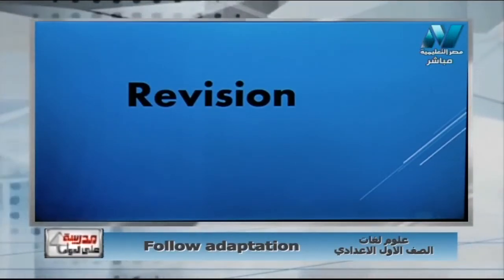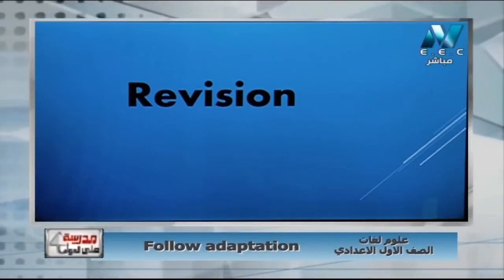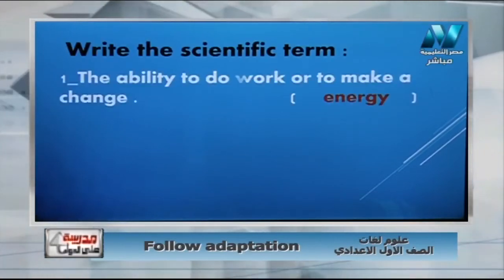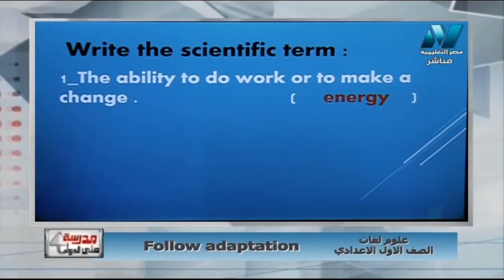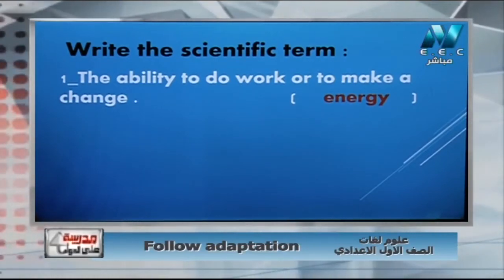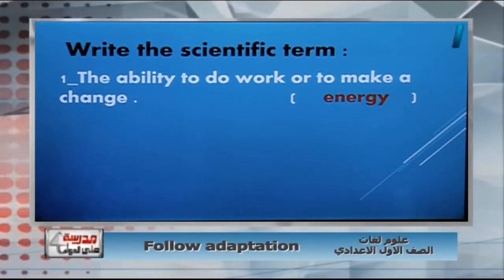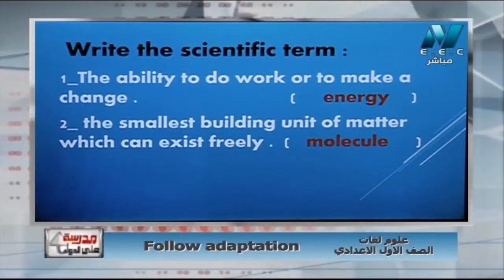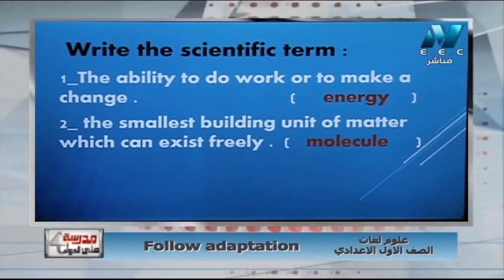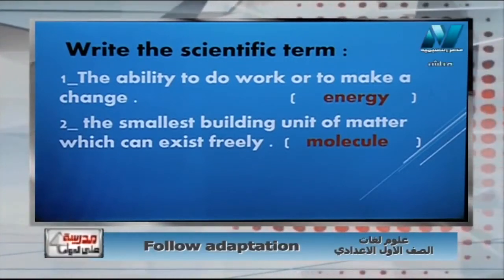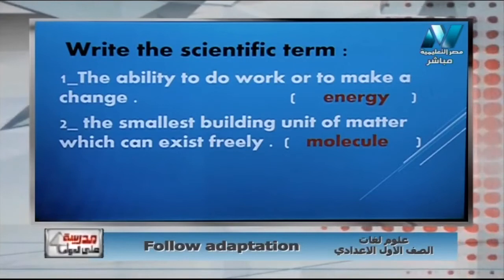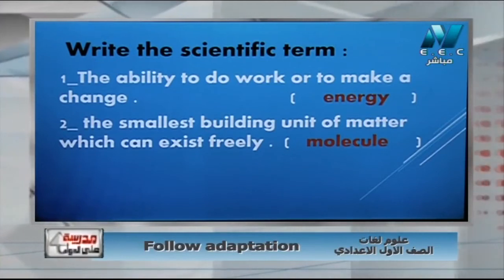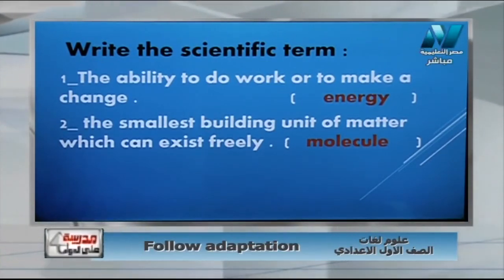Now, my dear student, let's start our final revision from this moment. Write the scientific term. Number one, the ability to do work or to make a change. Yes, it is energy. Number two, the smallest building unit of matter which can exist freely. Molecule. But if he asked me about the smallest building unit of matter which can't exist freely, it is atom. Atom can't exist freely, while molecule can exist freely.